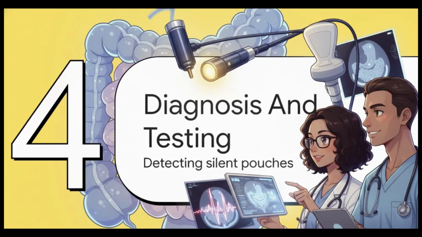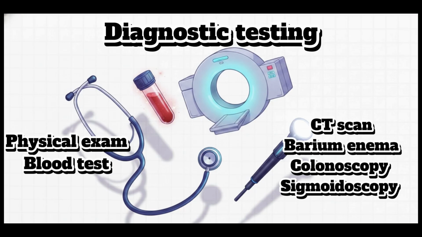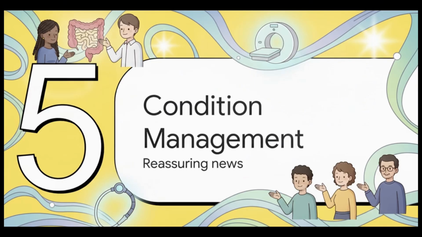Now, for diagnosis. Since diverticulosis is asymptomatic, how do providers actually find it? It starts with a physical exam, assessing symptoms, palpating the abdomen, and checking vital signs. A blood test may also be done to check for infection. Imaging tests such as CT scan or barium enema can help assess the colon, and a colonoscopy or sigmoidoscopy, which is a thin camera that goes into the colon, may be used to check for pouches.